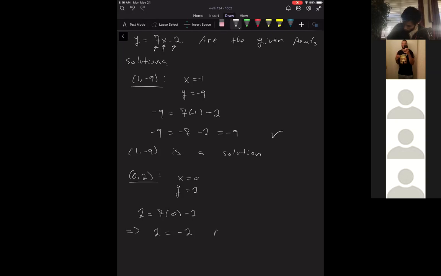So not true. So what this tells us is that 0, 2 is not a solution. Again, because when we plugged in that point, we got 2 is equal to minus 2. And we know that 2 does not equal minus 2. So because of that, 0, 2 is not going to be a solution of this equation.